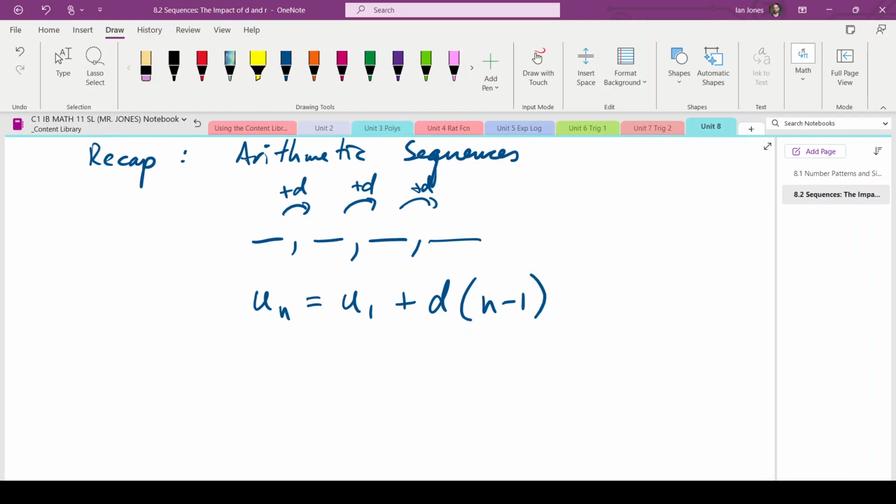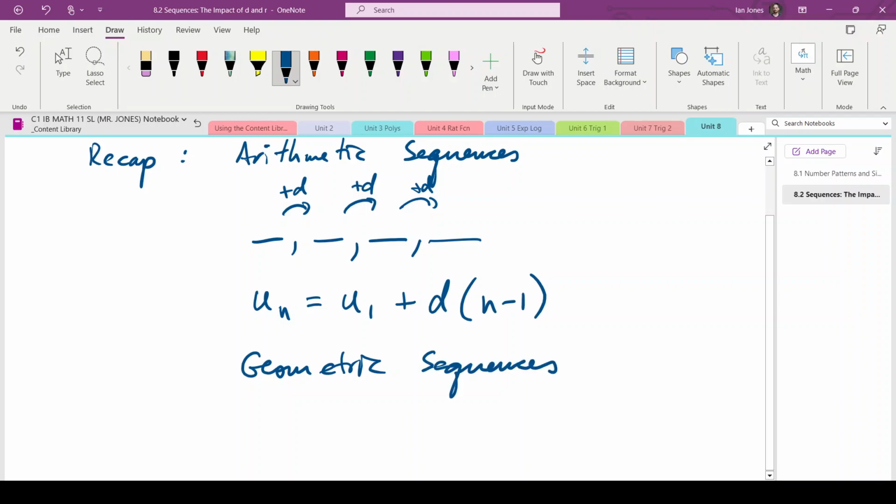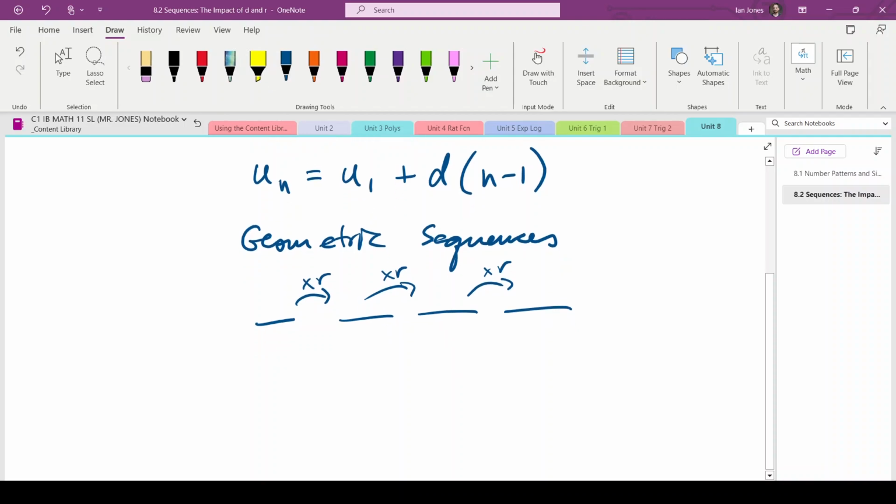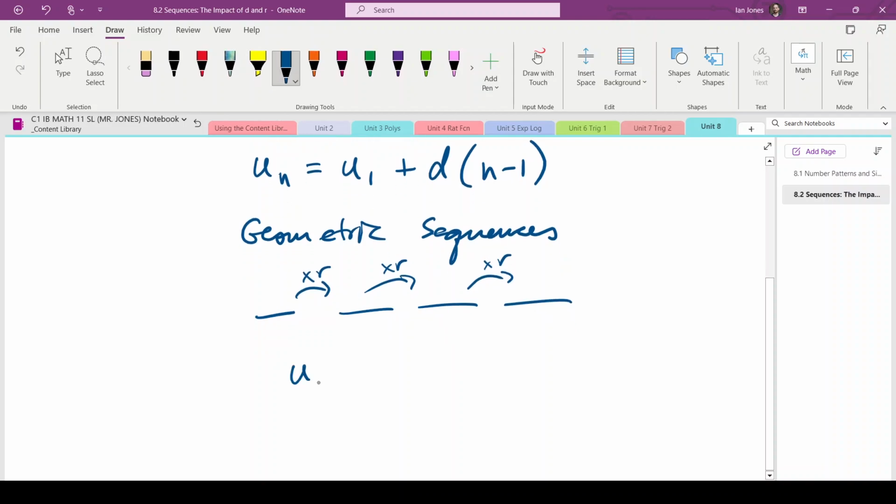And we also have geometric sequences. With geometric sequences, we are multiplying by a common ratio, r. So here we multiply by r, here we multiply by r. It's the same number all the way through, and here our general term u_n is u_1, the first one, times r to the n minus 1.